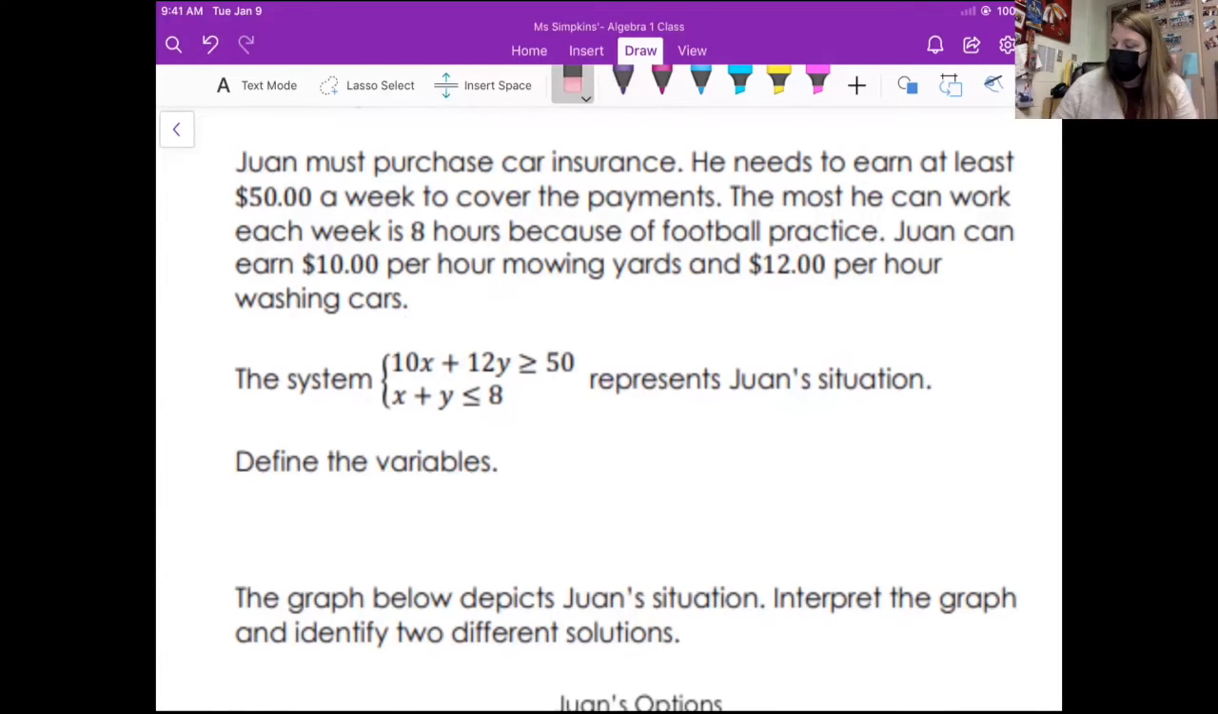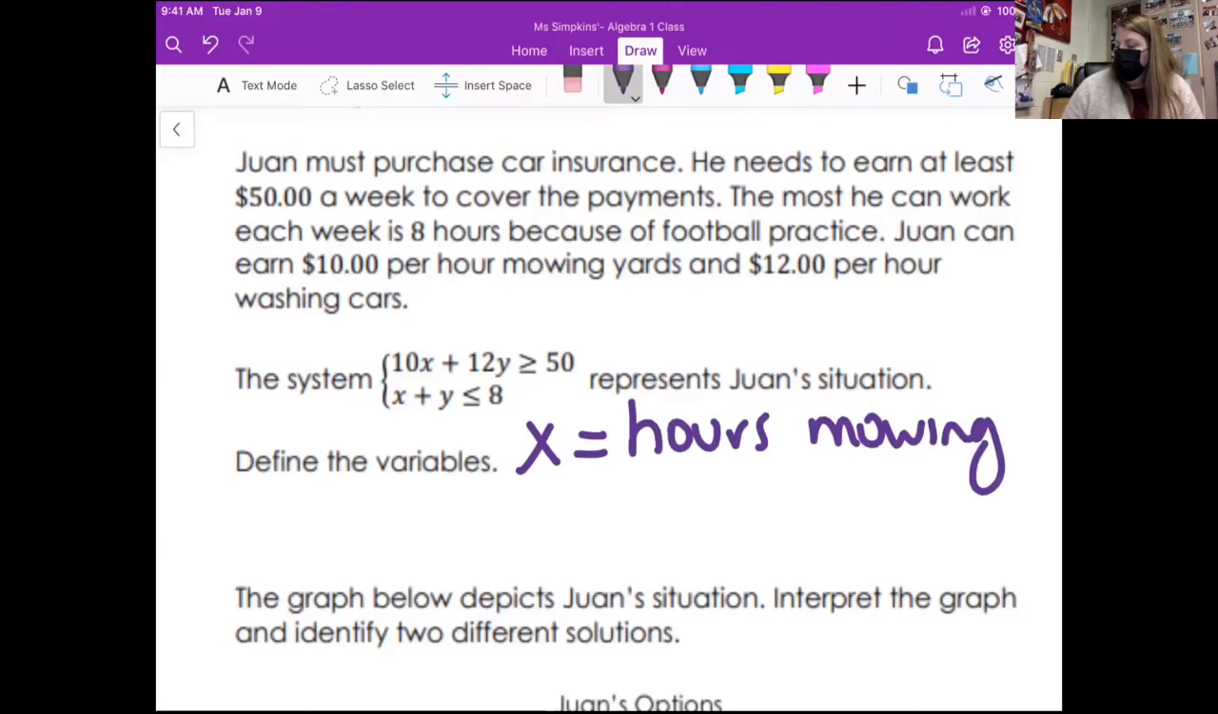So for this one, since they already made the inequalities, tell me what the variables are. What does X represent here? Yeah, hours mowing lawns. So what would the Y represent? Yeah, hours washing cars.